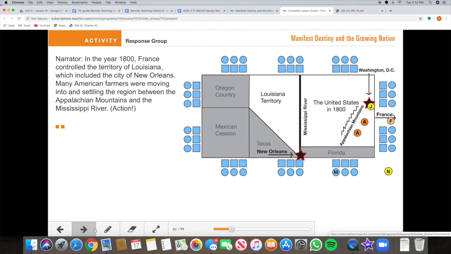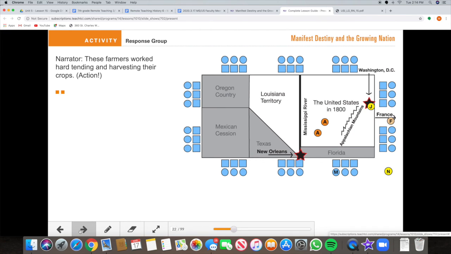In the year 1800, France controlled the territory of Louisiana, which included the city of New Orleans. Many American farmers were moving into and settling the region between the Appalachian and the Mississippi River. Okay, action. Well, if we were playing this out, some of you guys would be moving over here in the classroom, but we're not, so we're going to move on.